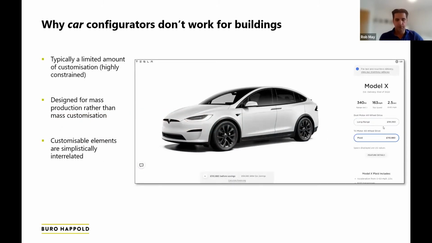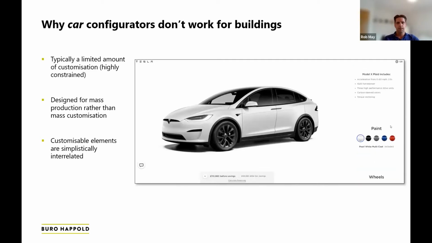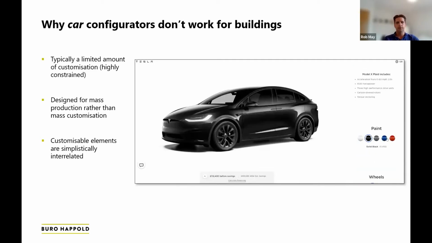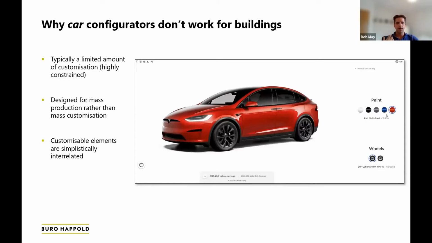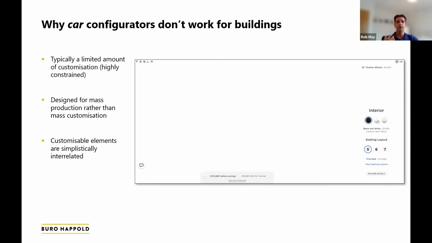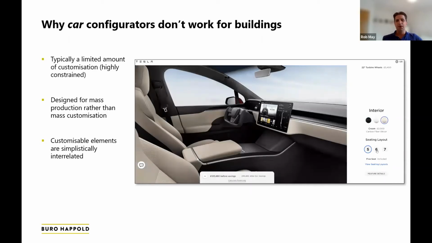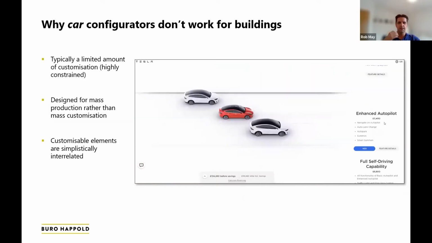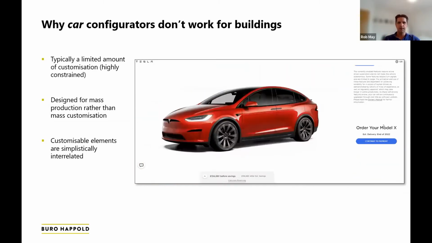One analogy to that that people often make is the car industry, where there are configurators, and this is the Tesla website. This isn't me buying a Tesla, but this is me just clicking through and looking at the different options here, changing the interiors, changing the colors, etc.